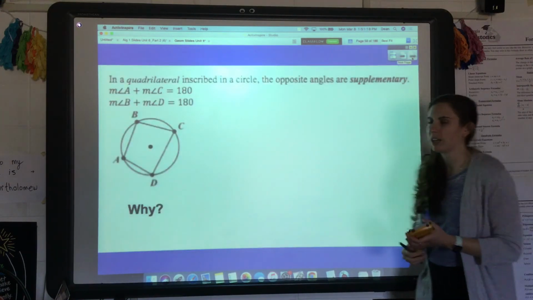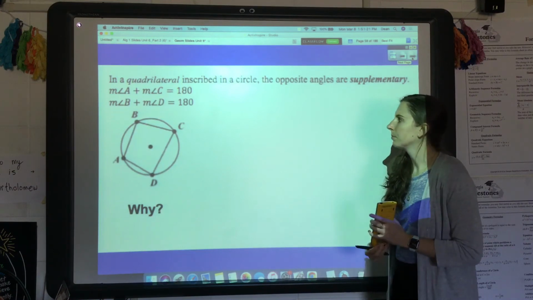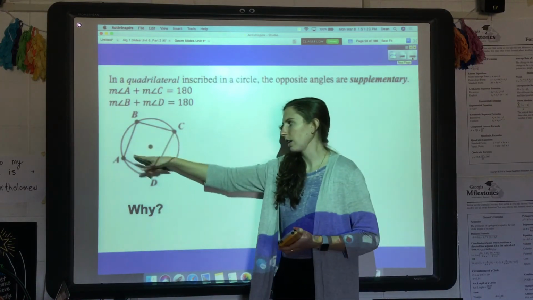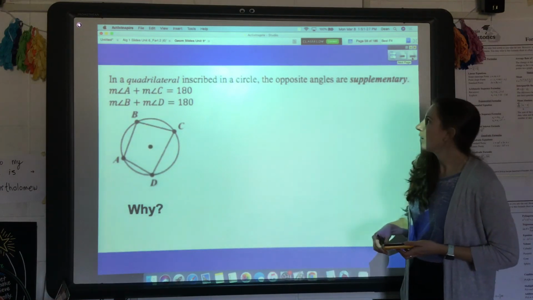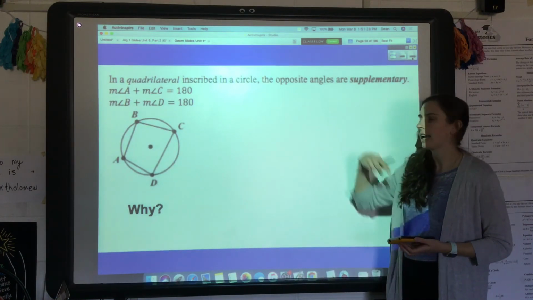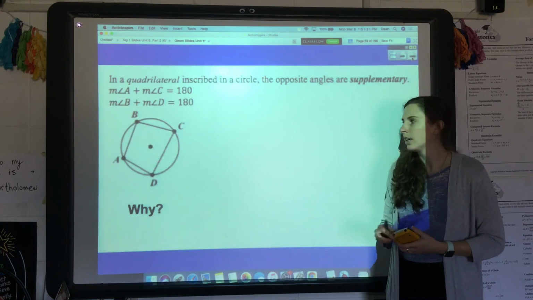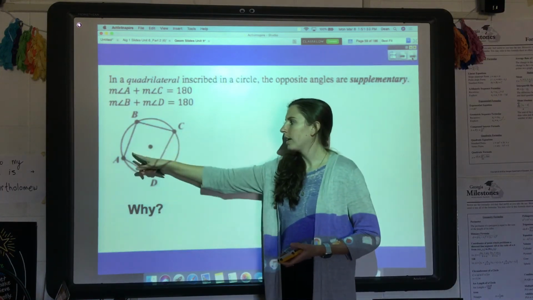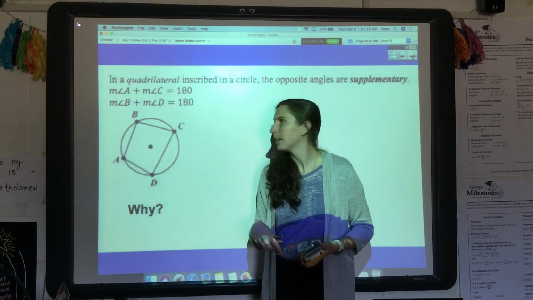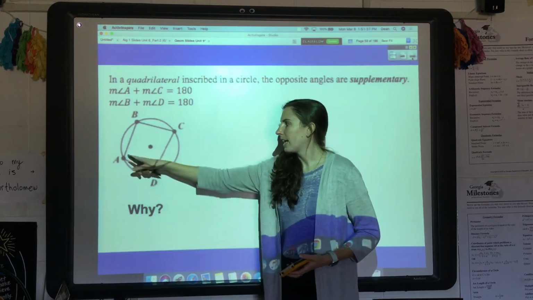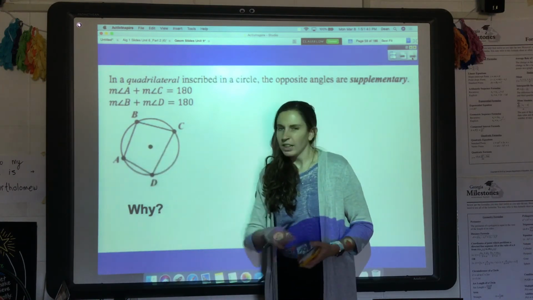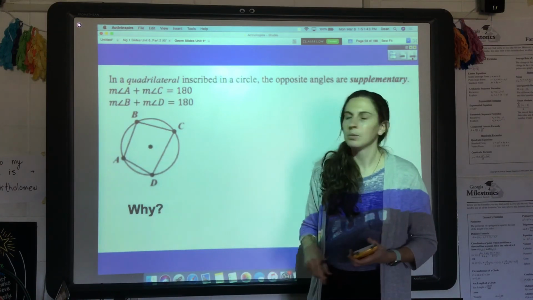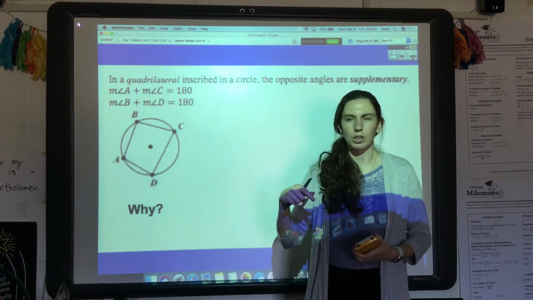What I want to focus on is inscribed quadrilaterals, which would be made out of 4 inscribed angles. So with inscribed quadrilaterals, the opposite angles are always supplementary. The opposite angles always add to 180. So like A and C should add up to 180, and B and D should add up to 180. This doesn't happen with all quadrilaterals, but it does if they're inscribed in a circle.